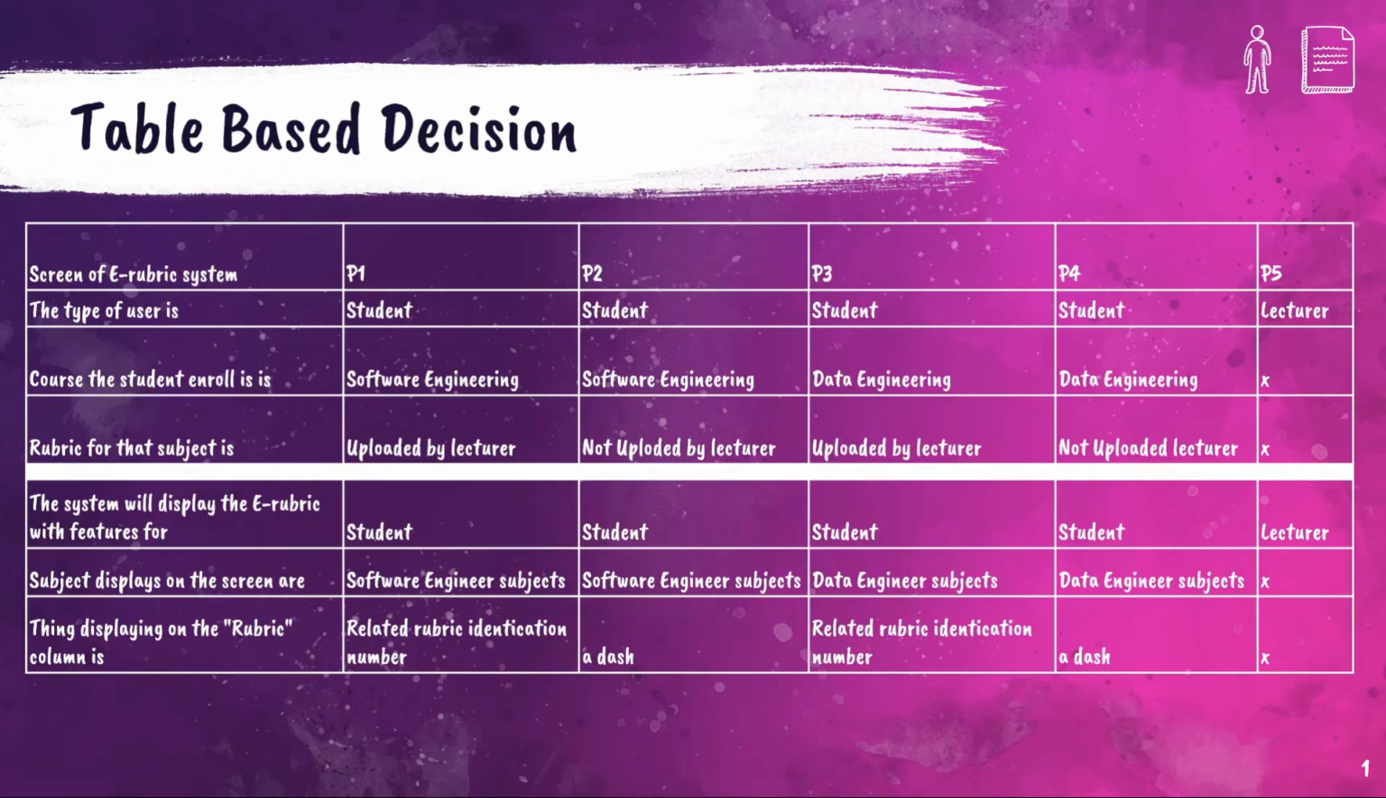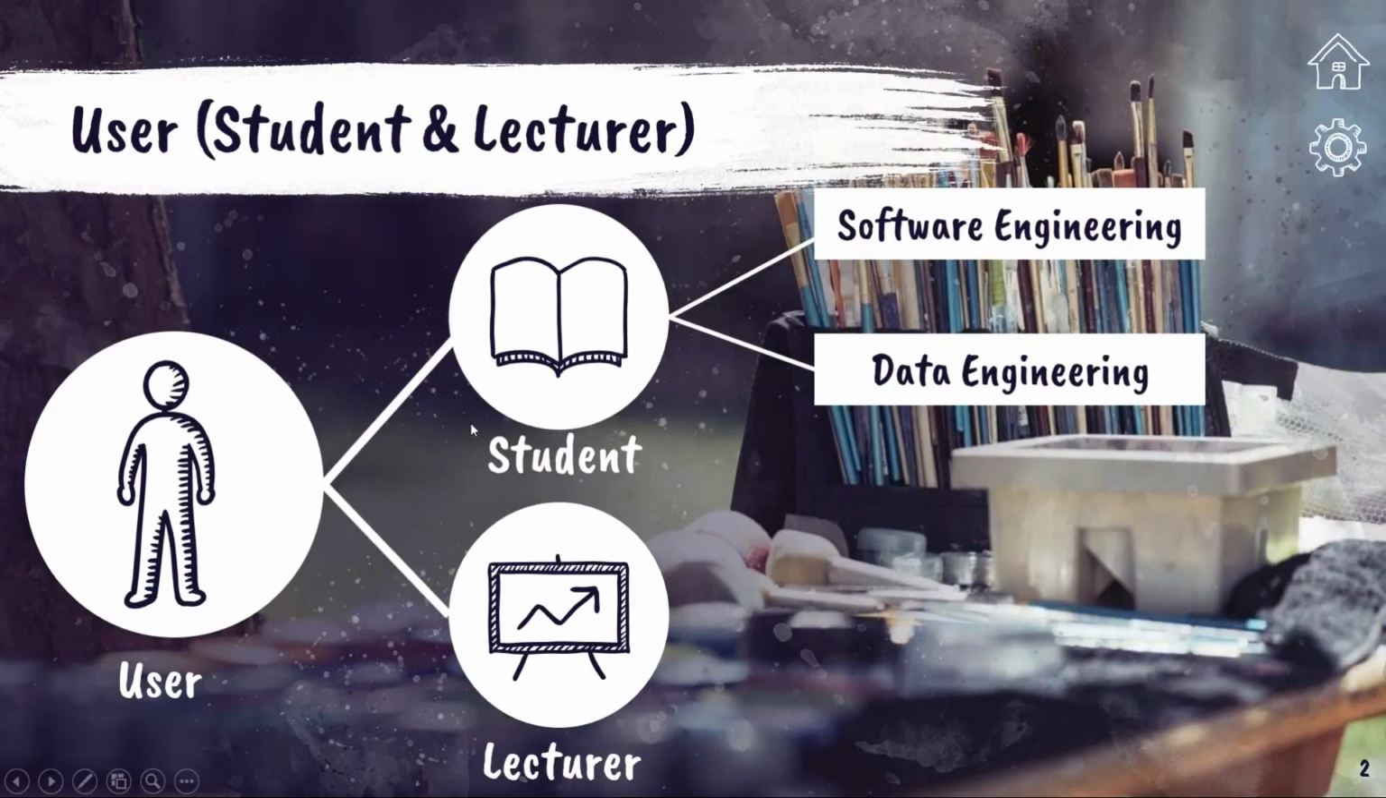Okay, so thank you, Henny, and now I want to talk about the table-based decision. The first one I want to talk about is the type of user, and the course the students enroll in. As you can see here, we have two kinds of user. First is the students, next is the lecturer, and you can see we simplify it inside a diagram where we differentiate the user into student and lecturer, and we also differentiate the students into software engineering students and data engineering students.